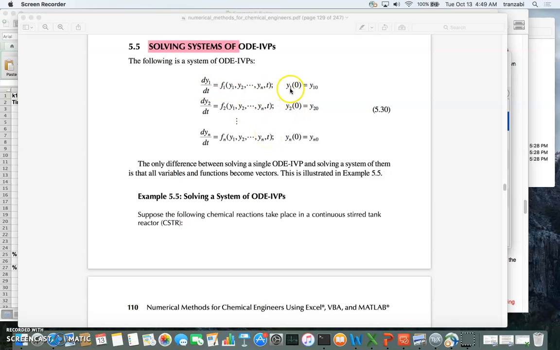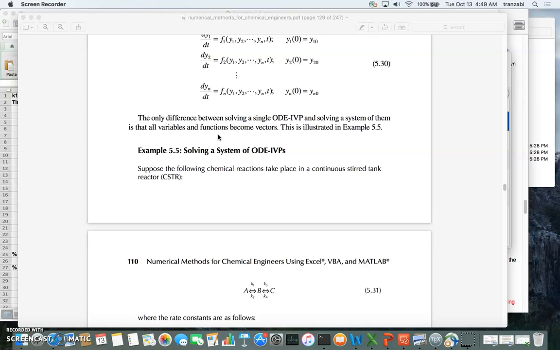For every equation, we have an initial condition, y1 at 0, y2 at 0, yn at 0. The goal is to find y1 through yn as a function of time. If you're confused about what this means, I think the best would be to look at one example.